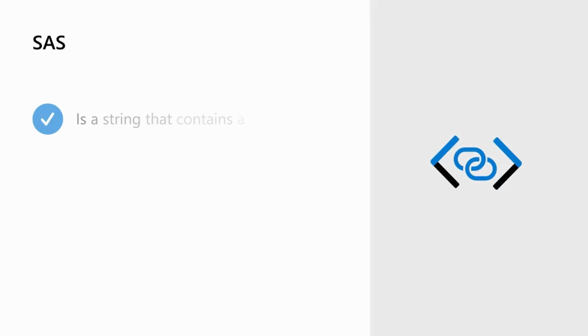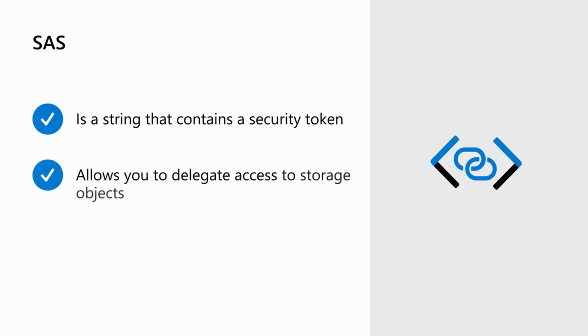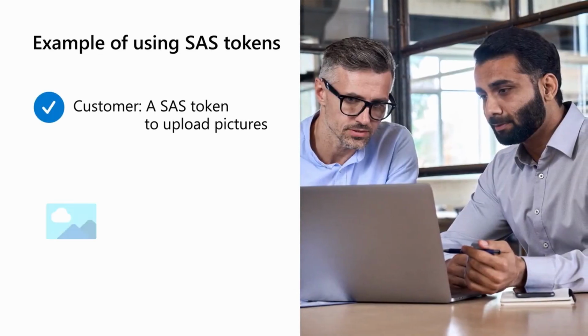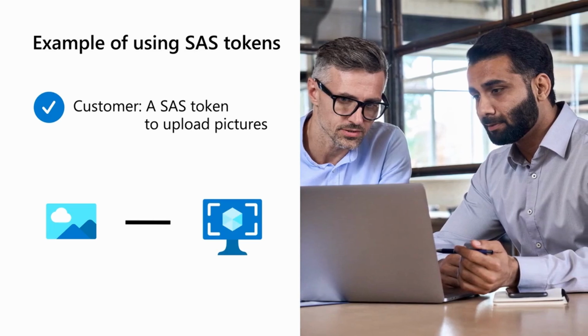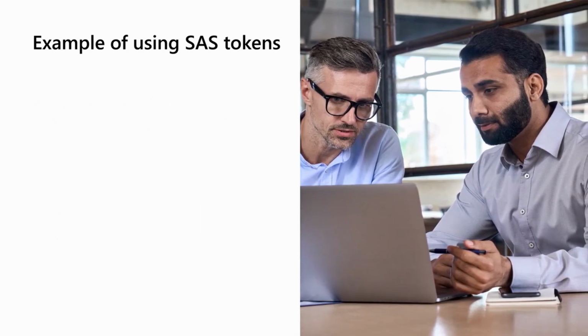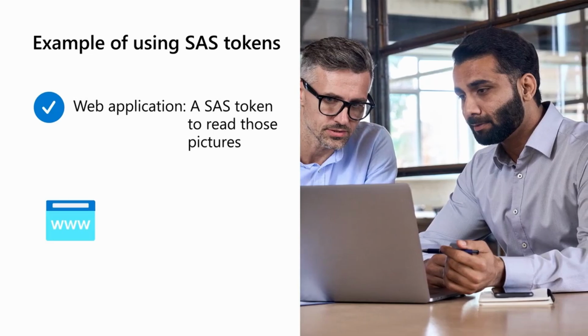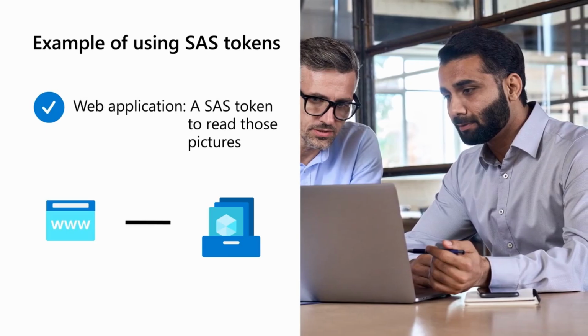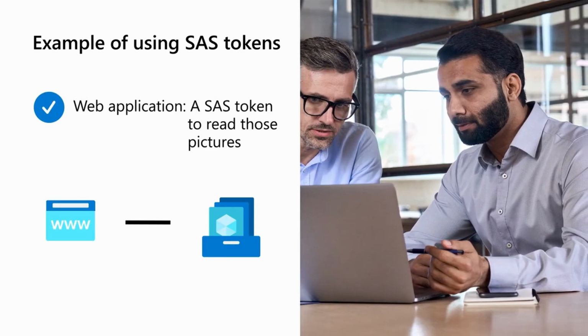A SAS is a string that contains a security token that can be attached to a Uniform Resource Identifier, also called URI. SAS allows you to delegate access to storage objects, giving you the flexibility to define constraints such as permissions and the duration of access. Let's take an example. You can provide a customer with a SAS token to securely upload pictures to a file system in blob storage. Additionally, you can issue a web application a separate SAS token, granting it read access to those pictures. In both cases, you grant only the necessary access for the specific task.